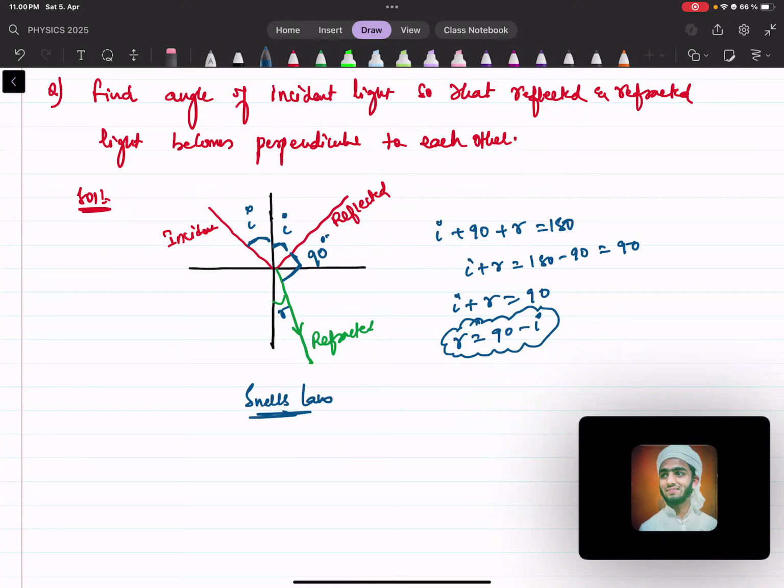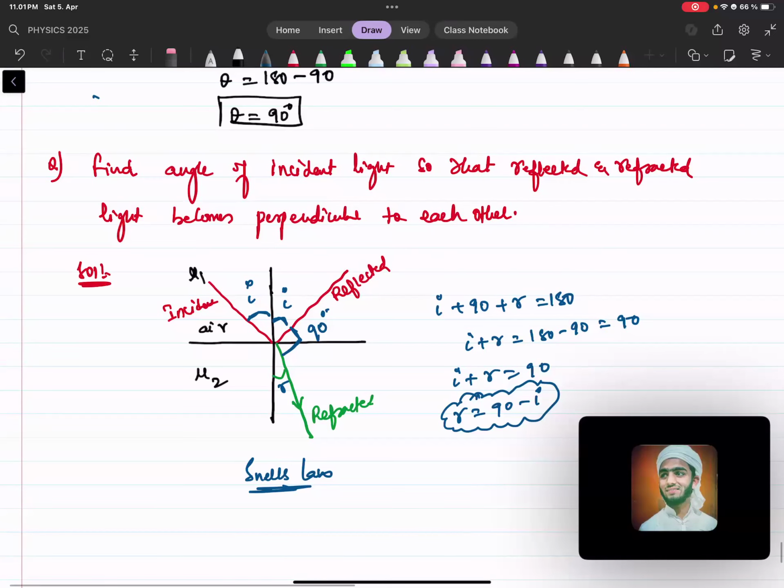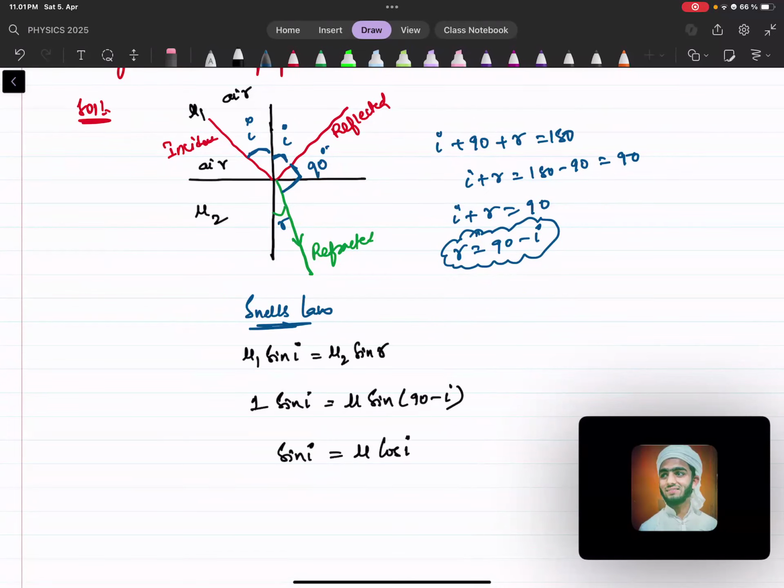If I apply Snell's law, when the ray of light is going from the first medium to the second medium, that is from air to some medium mu. For air, refractive index is 1. This is your mu2 and this is your mu1. So mu1 into sine of I is equal to mu2 into sine of R. Mu1 is 1 into sine of I, equal to mu into sine R, where R is 90 minus I. So sine I is equal to mu into sine of 90 minus theta, which is cos theta. Theta value is I here.